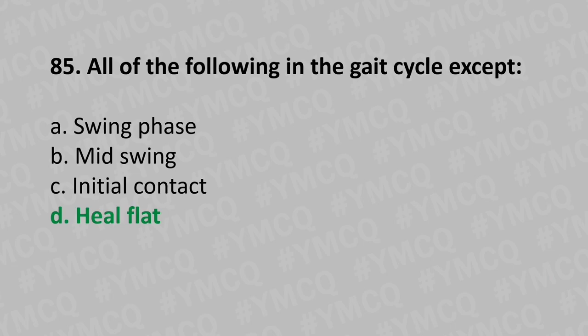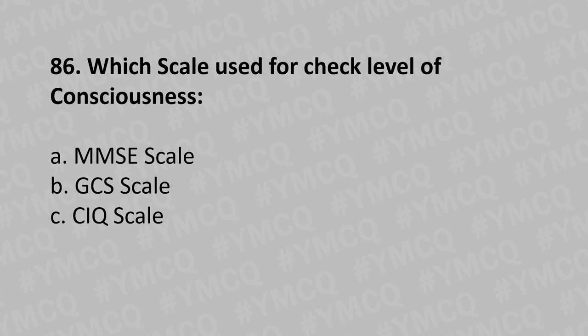Which scale is used to check the level of consciousness? Option A, MMSE scale. Option B, GCS scale. Option C, CIQ scale. And the answer is option B, GCS scale. Moving to our 87th question.